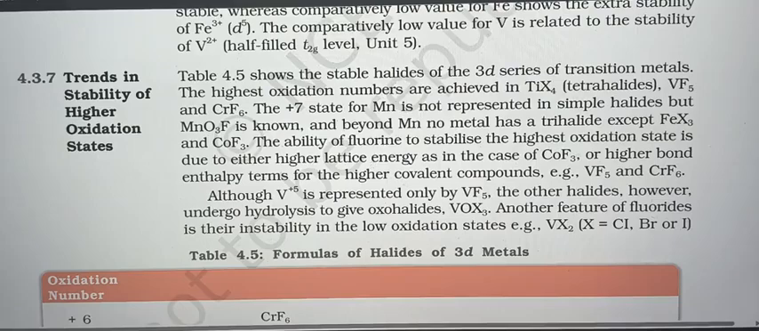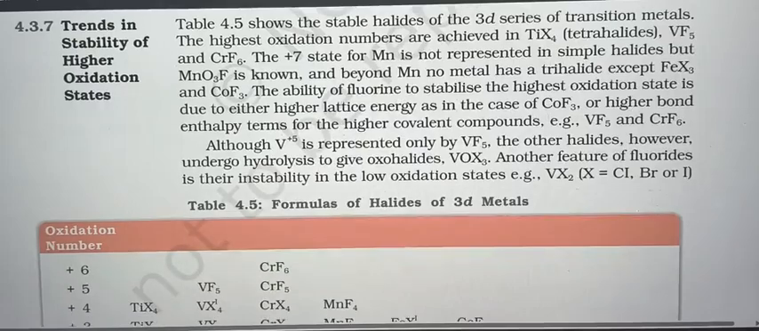So high lattice energy, high bond enthalpy, more energy should be given to break them. If the bonds are stronger, more energy should be given to break them, so they won't easily break, meaning they're strong bonds, they're good bonds. So that's why mostly with fluorine only, these higher oxidation states are formed. For vanadium 5+, for chromium 6+, they are forming these.